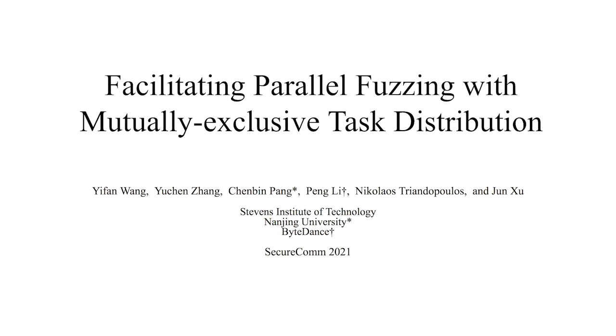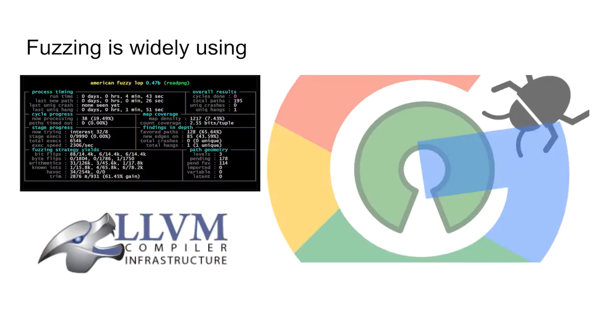Today I'm going to talk about our work, facilitating parallel fuzzing with mutually exclusive task distribution. In recent years, fuzzing has become really popular. It is considered one of the most effective ways of finding security bugs in software.